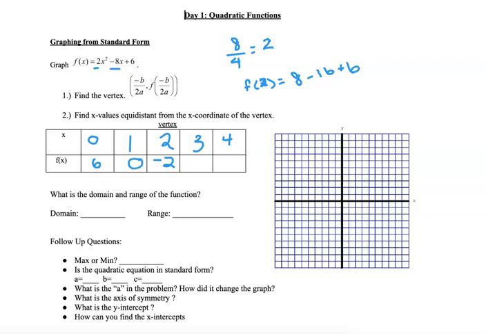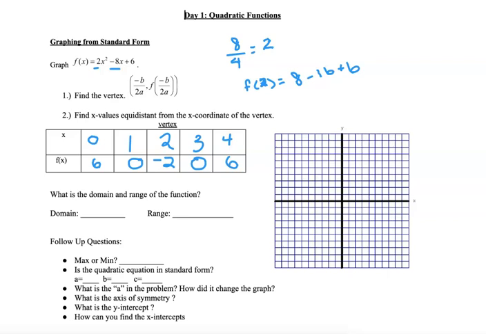And then because of symmetry over the vertex, what I know is that if I move 1 to the left from the vertex, I'm going to have the same y value as if I move 1 to the right from the vertex. So this will be 0 as well, and you're welcome to plug it in to confirm. The same goes for 2 left from the vertex. I get out a y value of 6. So 2 right from the vertex, I'll also get a y value of 6.